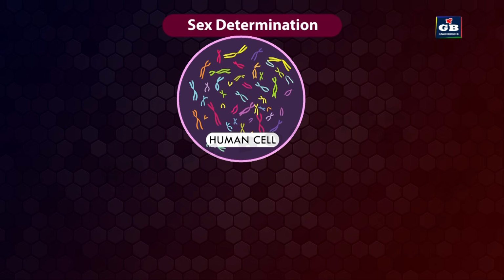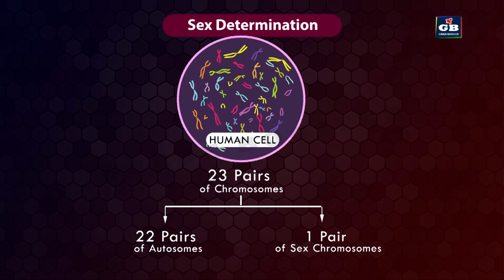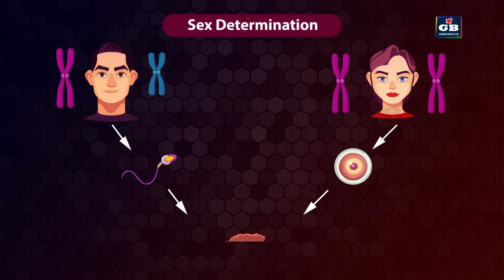Each human cell contains 23 pairs of chromosomes. Out of these 23 pairs, 22 pairs are autosomes and one pair is sex chromosomes. Females have a pair of the same kind of sex chromosomes, XX, whereas males have a different pair of sex chromosomes, X and Y. So females are XX and males are XY.